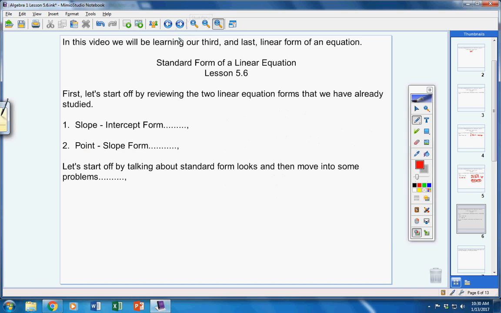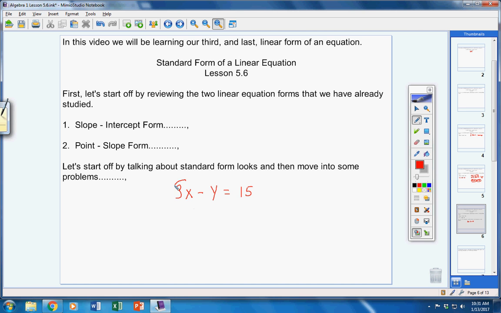Alright, now today we're going to look at standard form. Alright, let's start off by talking about what standard form looks like, and then move into some problems. Okay, so please copy this example down. It's really, really, really simple. Your x term comes first. Your y term comes next. Then your equal sign, and then a constant term. There you go. Got it? That's simple. I cannot make it any simpler than that.